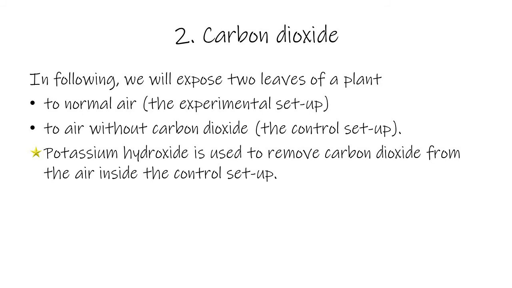Carbon dioxide can also be investigated to see if it is needed for photosynthesis. The investigation can be carried out by exposing a leaf of a plant to normal air, the experimental setup, and exposing another leaf of the same plant to air without carbon dioxide, the controlled setup. Potassium hydroxide is used to remove carbon dioxide from the air inside the control setup.